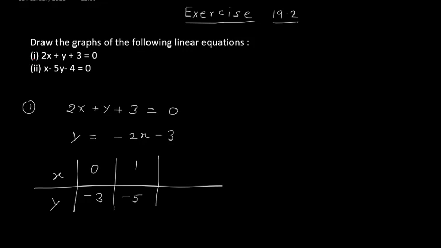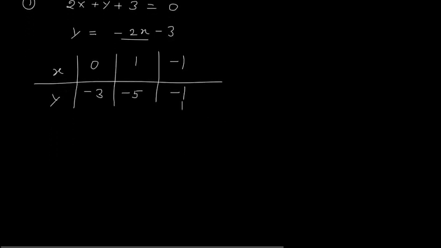And let us take x as say minus 1. So when I take x as minus 1, this minus 2 into minus 1 will become plus 2, and plus 2 minus 3 will become minus 1. So now I have these 3 points, 0 comma minus 3, 1 comma minus 5 and minus 1 comma minus 1. So I will plot these 3 points on the graph paper. So here let me draw a graph paper. So your graph paper is something like this.